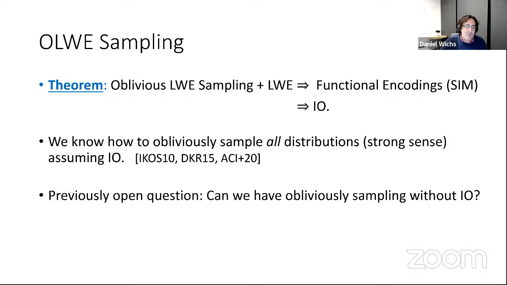And in fact, it was a previous open question whether you can have oblivious sampling without IO. It seems like a simpler primitive, so maybe you can do it without IO. In our work, we say no, it actually implies IO. You can interpret it negatively, saying oblivious LWE sampling is probably hard because it implies IO. But I want you to interpret it positively: yes, this is a good way to construct IO. And that's what we're going to do.